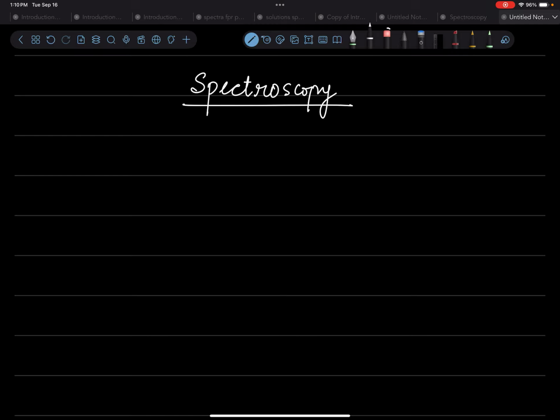Hello everyone, we are going to start with the basics of spectroscopy. Firstly, we'll try to understand the reason we are interested in this very topic.